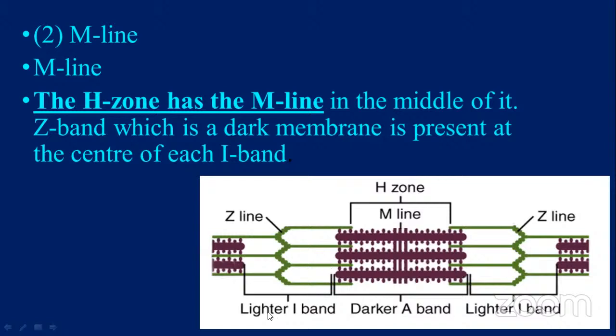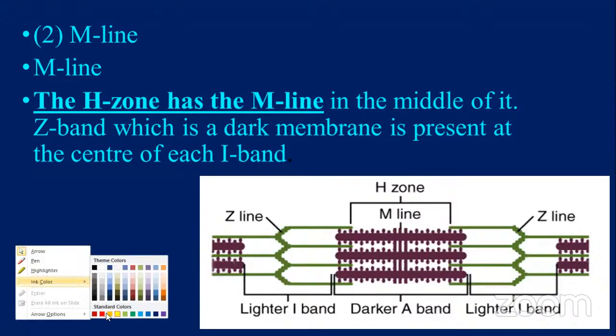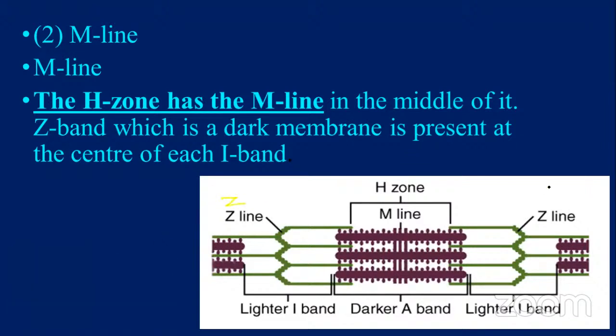See this one: lighter band, darker band, lighter band. In the center there is an M line. Don't forget, my dear students. This is very, very important. Z line as well as the M line. Sometimes they ask the question. This is called a Z line, and here also a Z line. In between there is an M line.